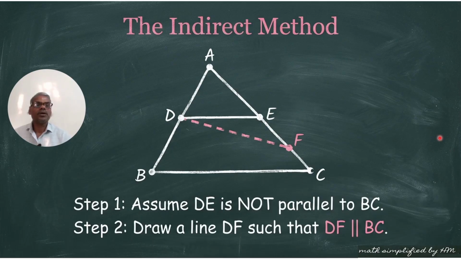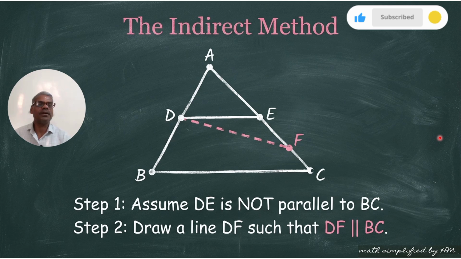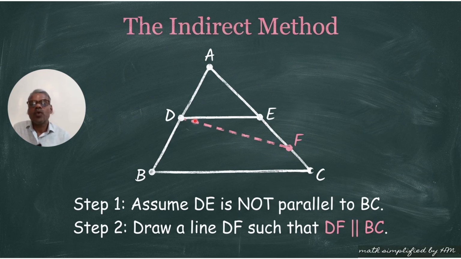To prove this, we are going to use a fantastic mathematical logic tool called the indirect method. We are going to intentionally assume the opposite of what we want to prove. Here we want to prove that DE is parallel to BC, but we assume that DE is not parallel to BC.